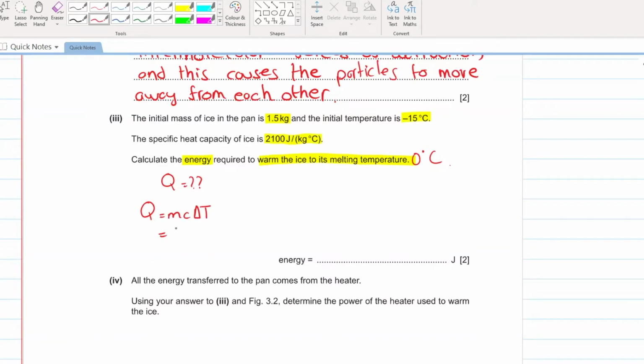What is the mass? 1.5. What is the specific heat capacity? 2100. What is the change in temperature? 15 degrees centigrade. Can you calculate the answer? 1.5 into 2100 into 15. This comes out to be 47250 joules as your answer. Nothing complicated here. If you write it to three significant figures, this will become 47300 joules.